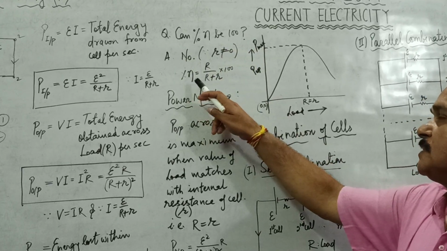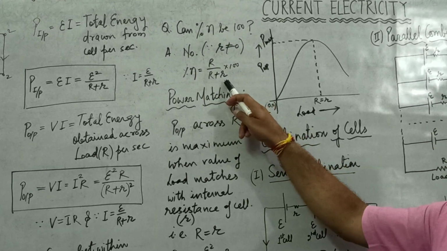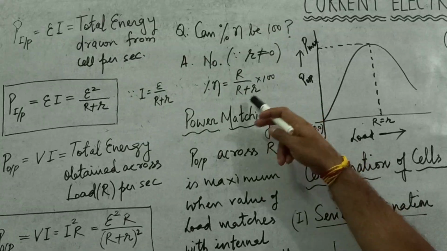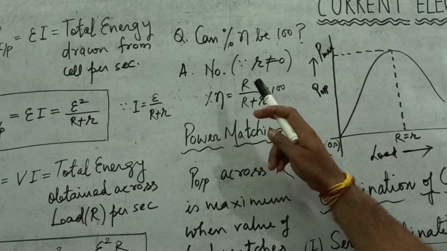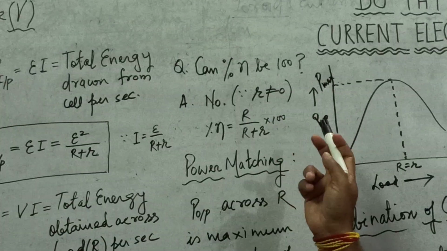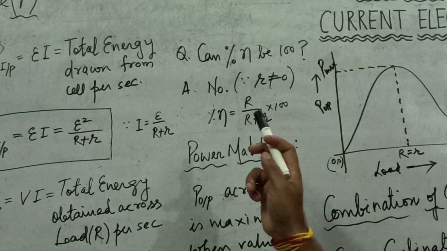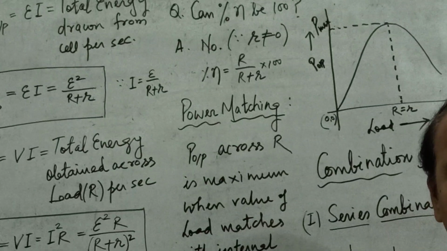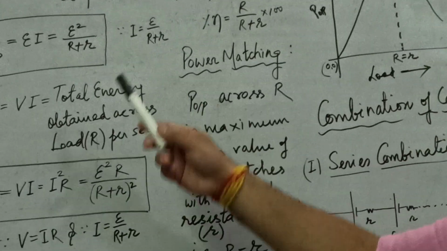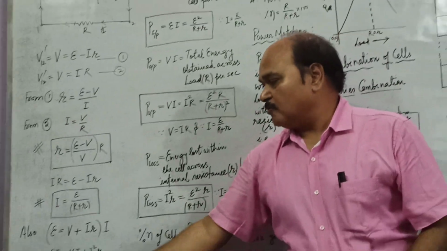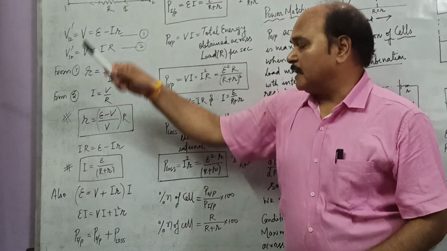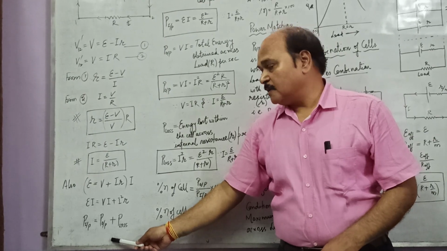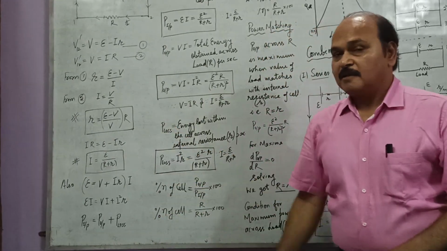See, this percentage efficiency can be 100 only when small r is equal to 0. When small r is 0, this is capital R upon capital R, 1 into 100 is what? 100. So percentage efficiency can be 100 only when small r is 0. Small r can never be 0, therefore percentage efficiency for any cell can never be 100. Well, you can see here conservation of energy. This is the total energy obtained from the cell, and a part of the energy is obtained across the load per second, and a part is wasted within the cell in the form of heat.